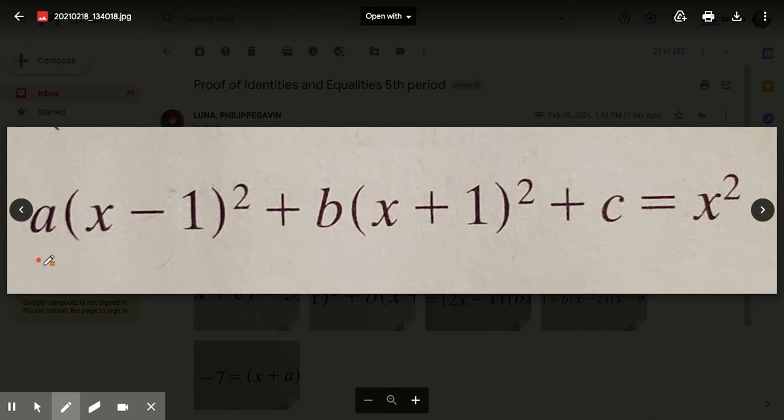Just like our normal order of operations, I start with my exponents. So I have a times x minus 1 quantity squared. So x minus 1, x minus 1. And then I have b times x plus 1 times x plus 1. And then that whole thing, I have c.